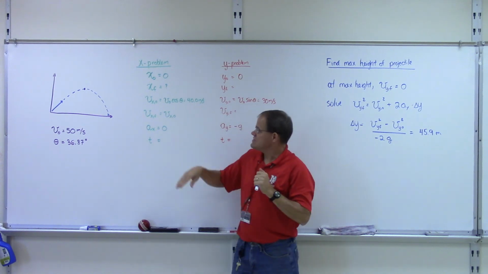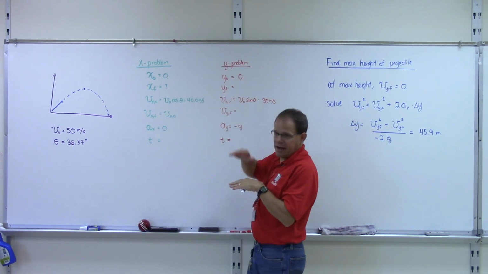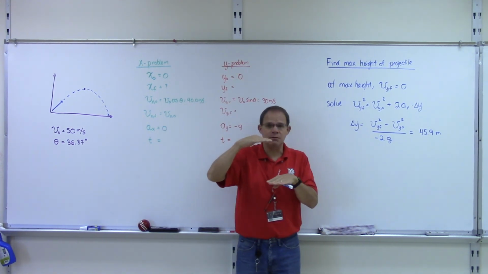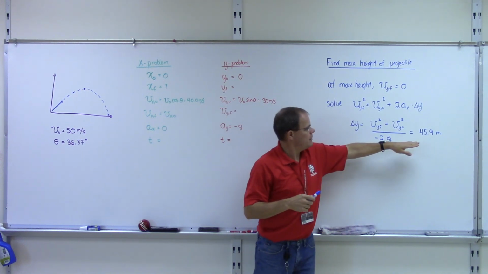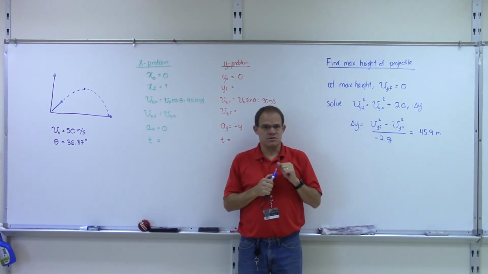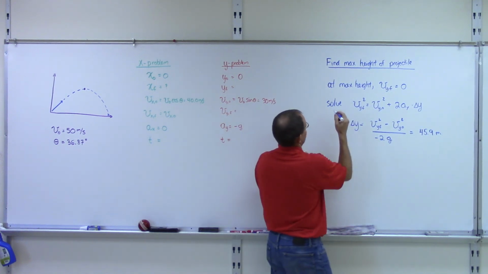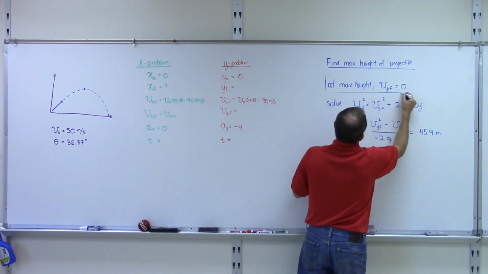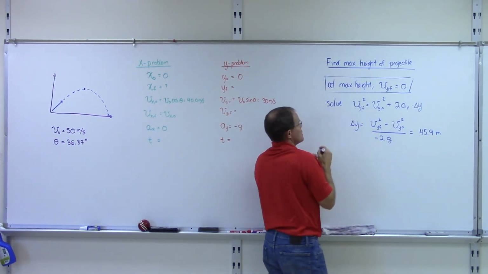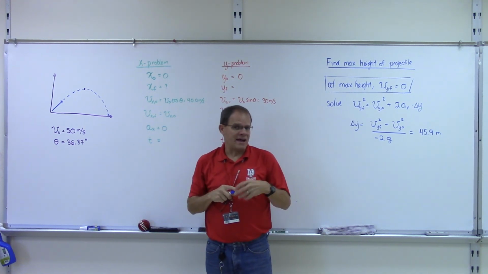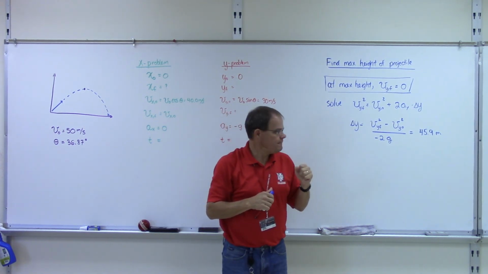Okay? So, since I started at 0, and it goes up 45.9 meters from there, the maximum height is 45.9 meters. Okay, so you're going to use this idea right here within your toolbox to solve the problem when I ask what is the maximum height. Okay? Good deal.